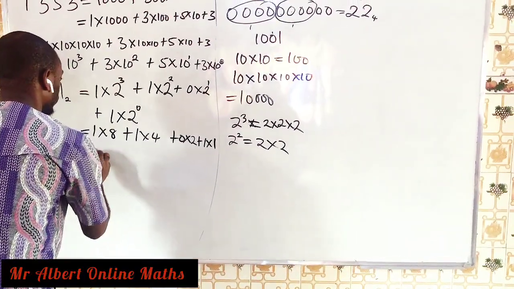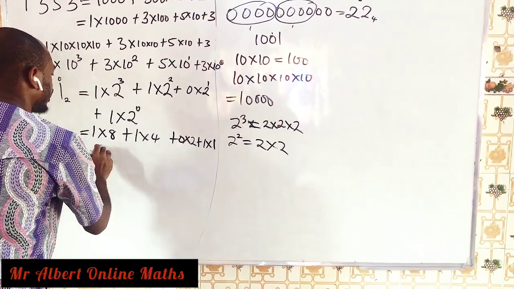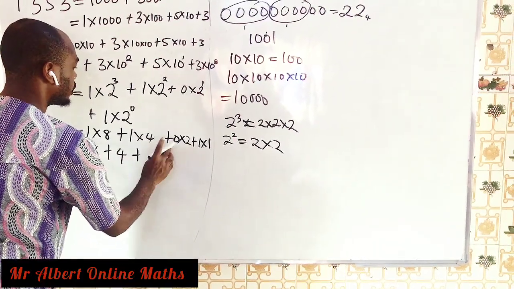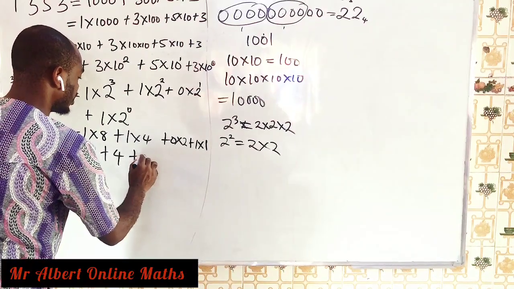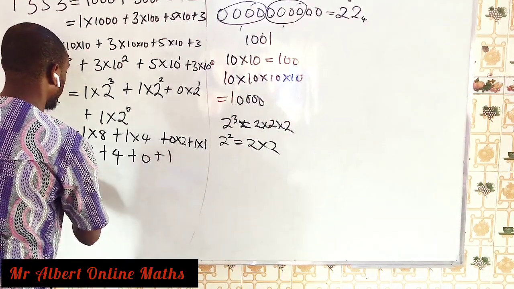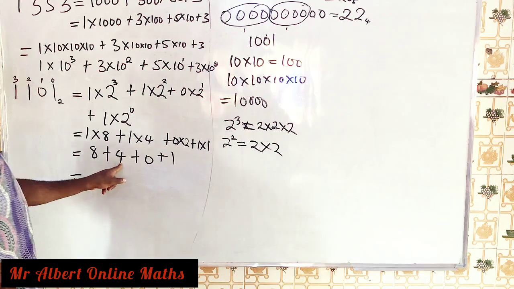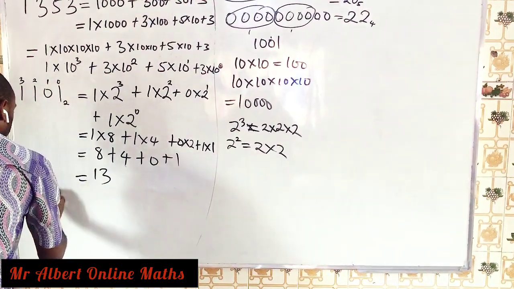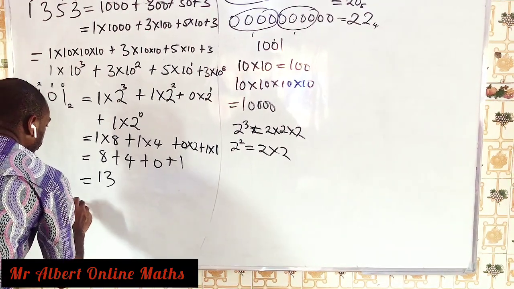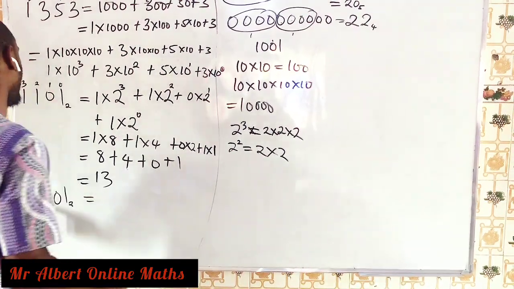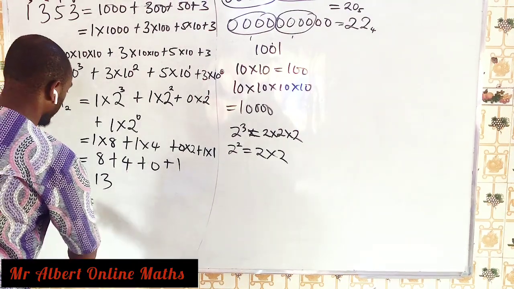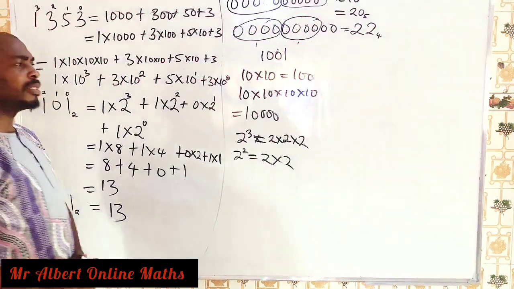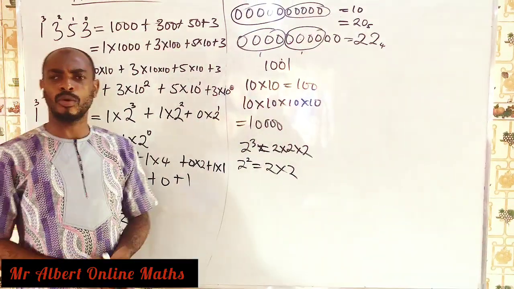1 times 8, 8. 1 times 4, 4. 0 times 2, 0. 1 times 1, 1. We add them together. What we have is 12, 13. That means 1101 in base 2 is the same thing as what? 13. It's very, very easy. Please just understand the concept of the number base.